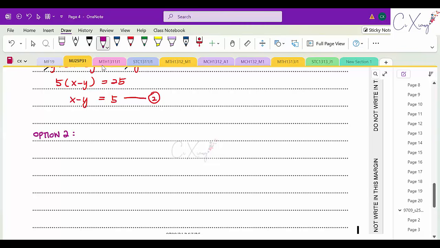Okay, so for option number 2, we are still using the same information where we know that (z + 5i)/(z - 5) is real. So that means when I write it out in the complex number form, after you simplify, it will be equal to k + 0i, or a + 0i also can, just like what we did just now, right?